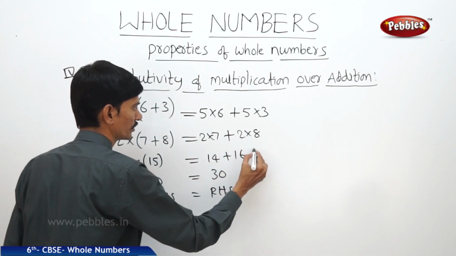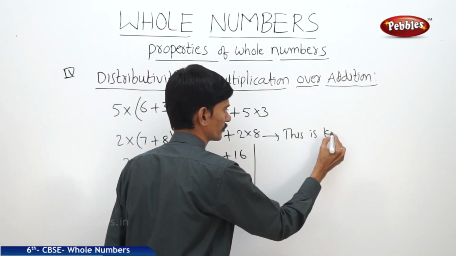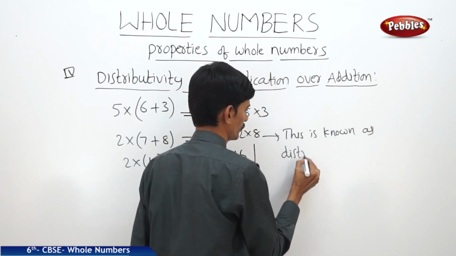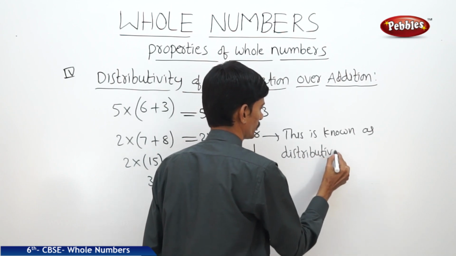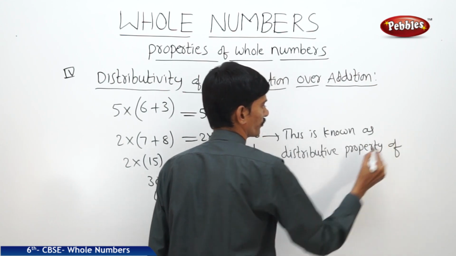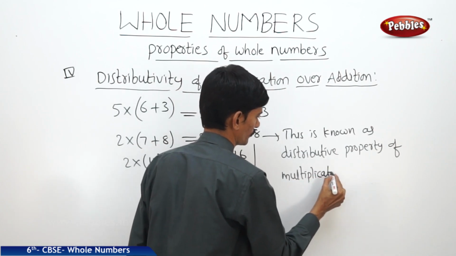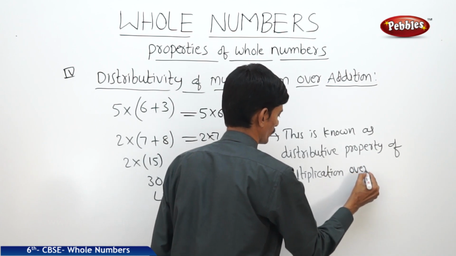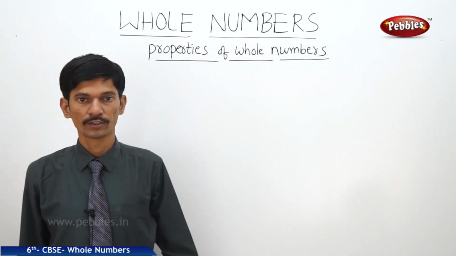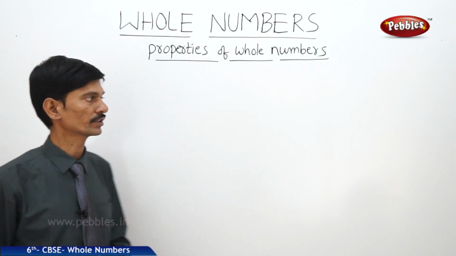Now this is known as the distributive property of multiplication over addition. Now let us learn the next property, that is identity for addition and multiplication.